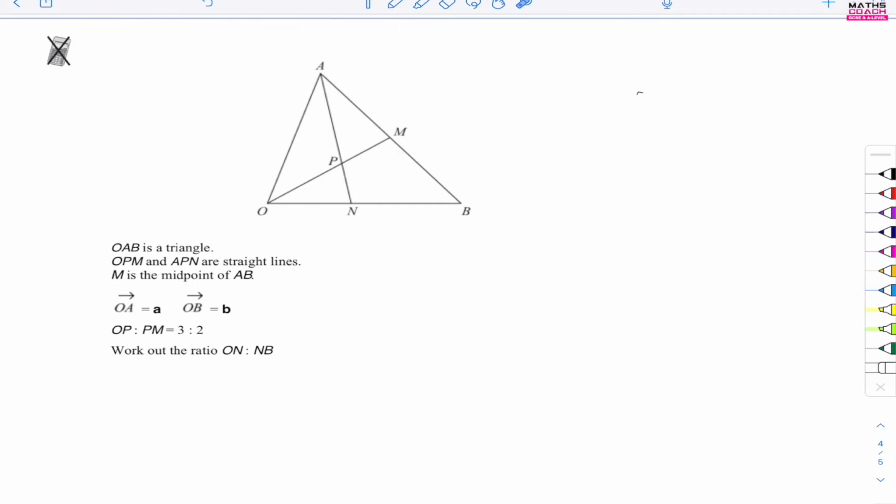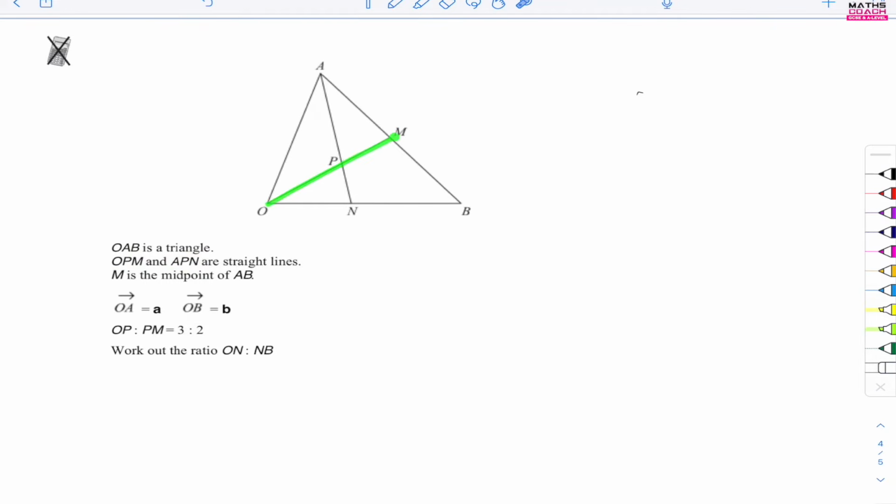Okay, so the next question here, you could perhaps try this yourself. Press pause here on the video, and then do your own solutions. And when you're ready to go through it, press play, and then you can follow step by step what I did. All right, so this question, OAB is a triangle. So obviously that's a triangle here. It says OPM and APN are straight lines.